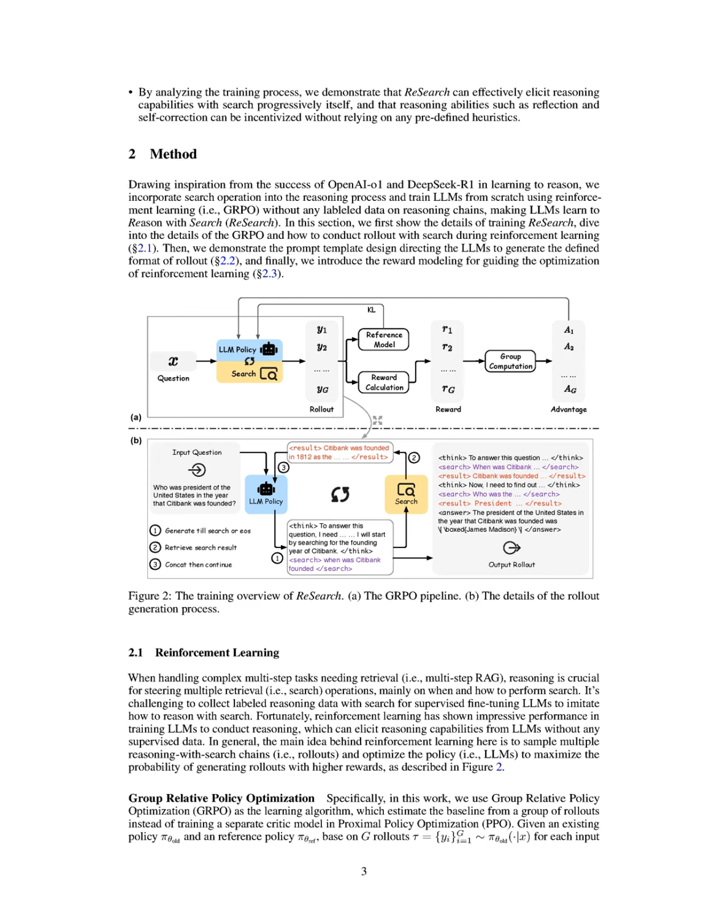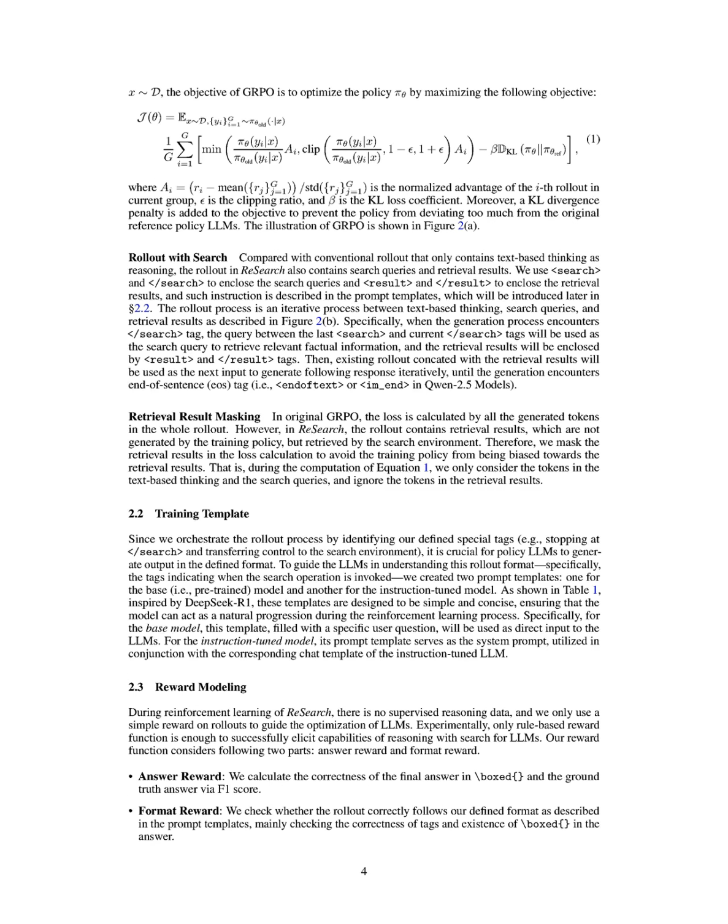The proposed research algorithm operates by integrating reasoning with search operations through a reinforcement learning framework. Initially, the algorithm generates a reasoning chain that includes text-based thinking, search queries, and retrieval results, with specific tags, <think>, <search>, <result>, to delineate each component. During the rollout process, when the model encounters a <search> tag, it formulates a search query based on the preceding text-based reasoning and retrieves relevant information, which is then incorporated into the ongoing reasoning process.